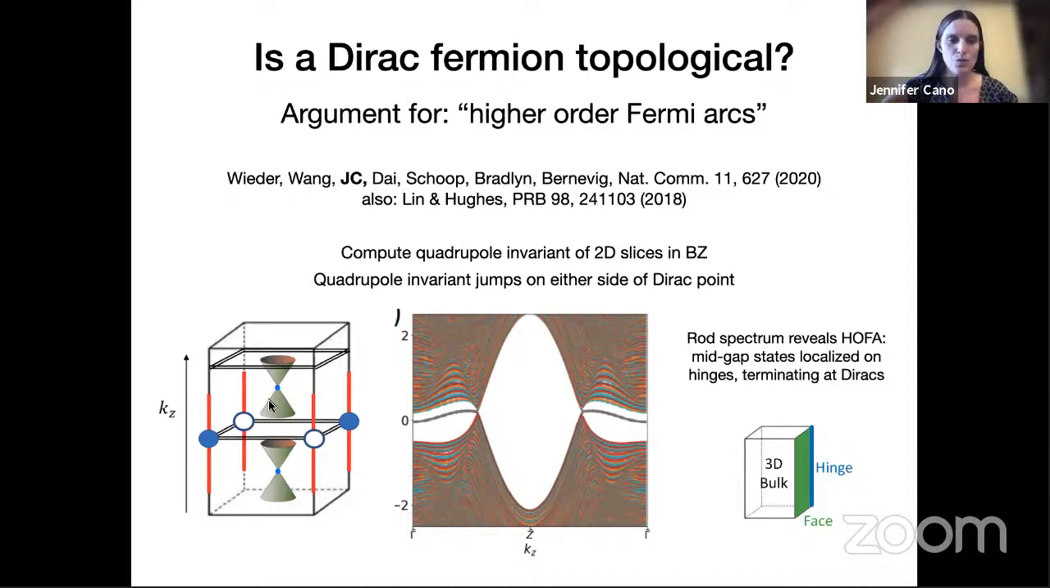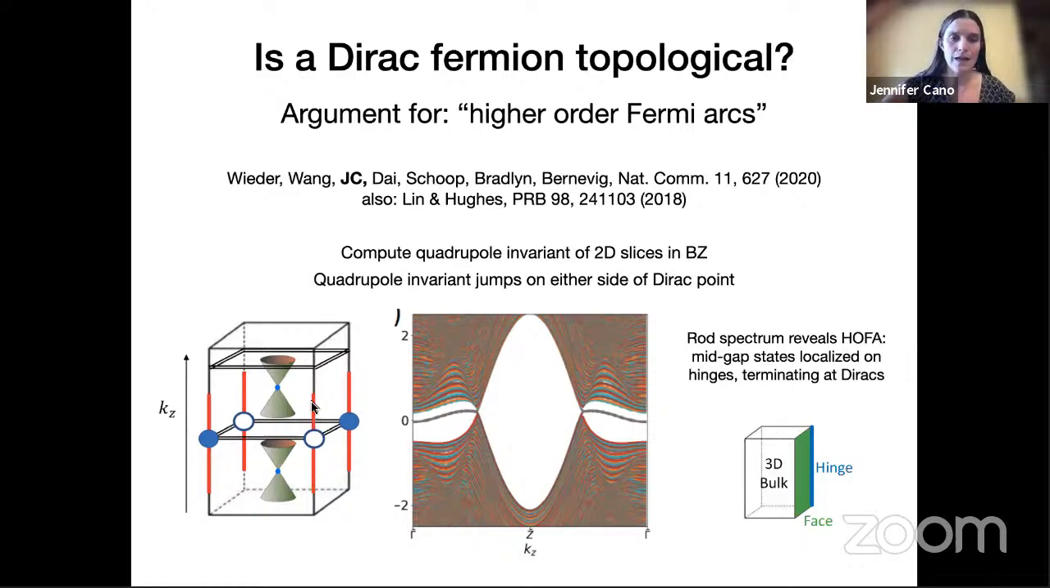And then when you jump, there's a bunch of planes, and then eventually you'll have a plane with the Dirac point. And then when you look at the plane above the Dirac point, that quadrupole index is now zero. And so for this intermediate set of planes, they will all have corner states. That's what these circles are meant to show. And therefore, in this 3D material where two surfaces meet, there'll be a series of mid-gap modes. And that's what we're calling higher order Fermi arcs.